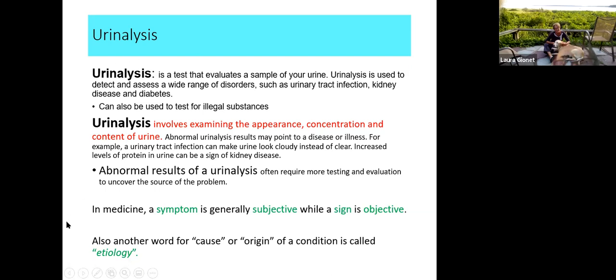Urinalysis is a test that evaluates a sample of urine. It is used to detect and assess a wide range of disorders, such as urinary tract infections, kidney disease, and diabetes. It can also be used to test for illegal substances. Urinalysis involves examining the appearance, the concentration, and the content of urine. Abnormal urinalysis results may point to a disease or illness. For example, a urinary tract infection can make urine look very cloudy instead of clear. Increased levels of protein in urine can be a sign of kidney disease, especially elevated levels.